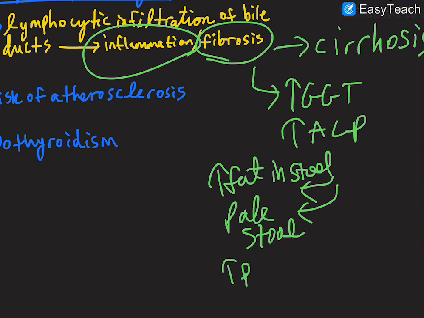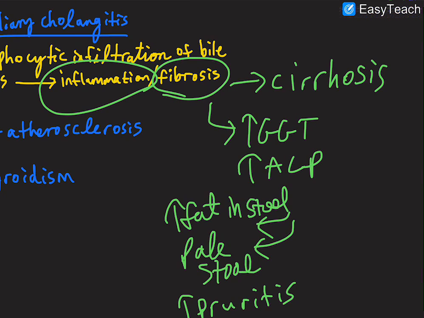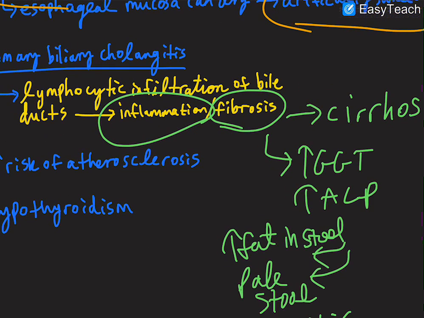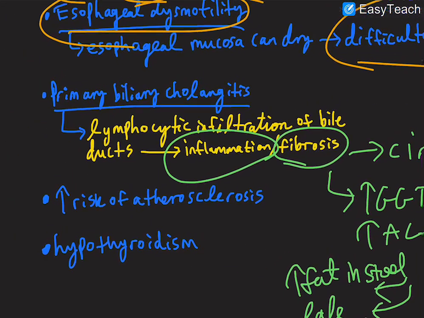You may even get pruritus because if your bile ducts are inflamed and fibrosed, you can leak bile contents into your blood, like bile salts, for example, and bile acids, which can lead to pruritus or increased itching. So we're not going to go full in depth into this, but that's some things you can see.